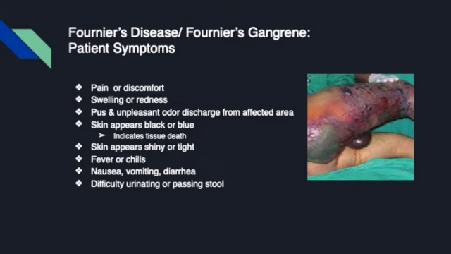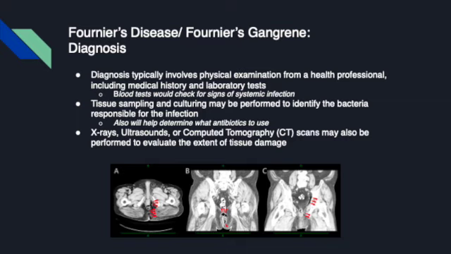Diagnosis for Fournier disease typically involves a physical examination, medical history, and laboratory tests. The healthcare provider will examine the affected area, looking for signs of redness, swelling, or pus that may also be present. They also may take a tissue sample for laboratory analysis. The laboratory tests may include blood tests to check for signs of infection, such as an elevated white blood cell count, and to evaluate kidney and liver function.